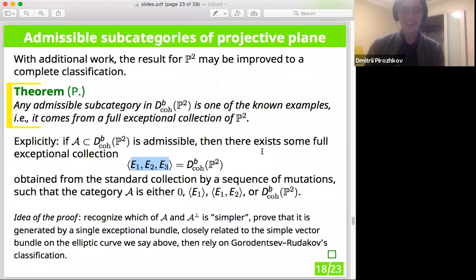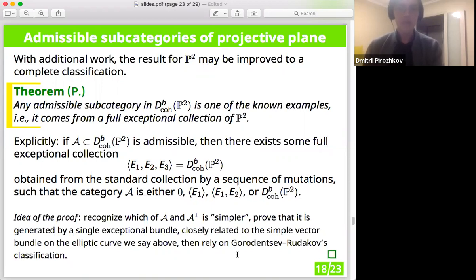So this lets you try to guess which of the categories A and A perp is simpler, and then you do various deductions that rely on those simple vector bundles you get when restricted to any cubic curves to show that the category that looks simpler is in fact generated by a single exceptional vector bundle. And then you get the full classification for free because exceptional collections and exceptional vector bundles were classified on P2 a long time ago by Gorodentsev and Rudakov.